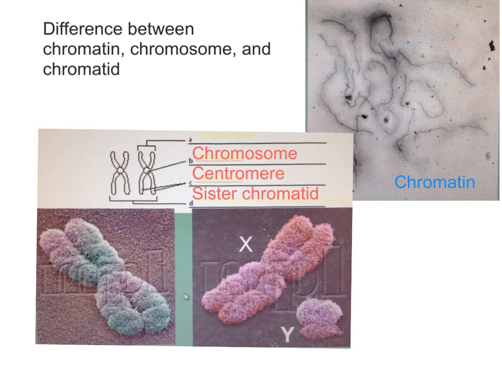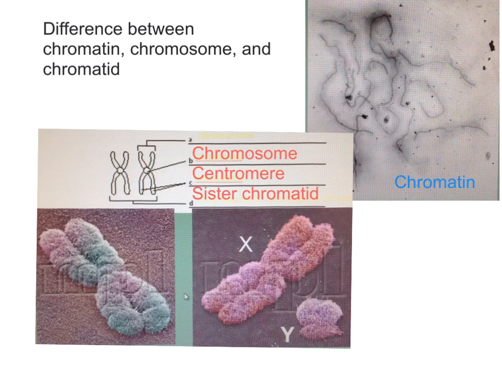When we have unwound chromosomes, such as we have present in interphase, we call those unwound chromosomes chromatin. A chromosome, that's indicated by this photo, looks like an X. The center part of the X is the centromere, and attached to it we have half of a chromosome, and we have this half of the chromosome. And half of a chromosome is known as a chromatid.